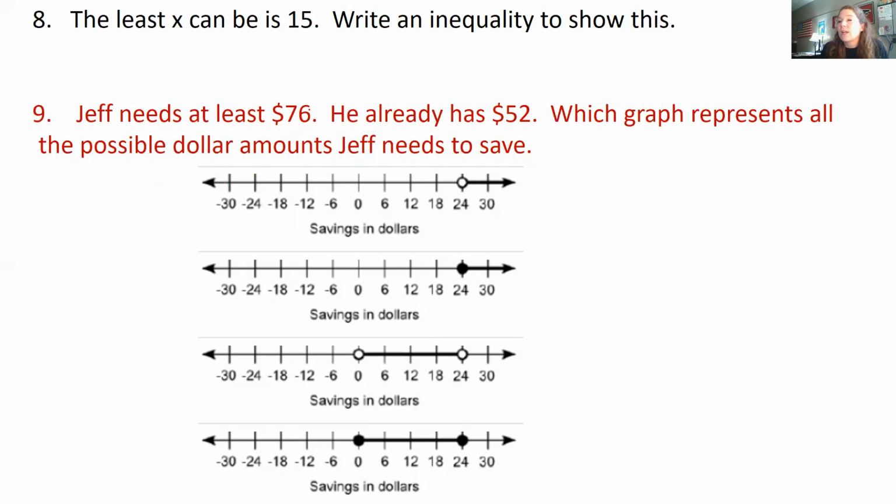So write an inequality to show this. So X can be greater than or equal to 15. If the least it can be is 15, that means it has to be 15 or bigger. So you got to kind of talk those out in your brain. Even with your mouth, you're at home, talk to yourself. It doesn't matter.